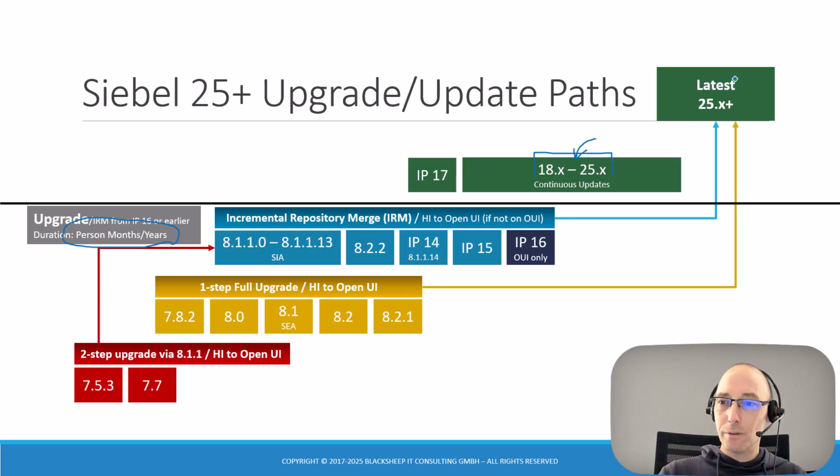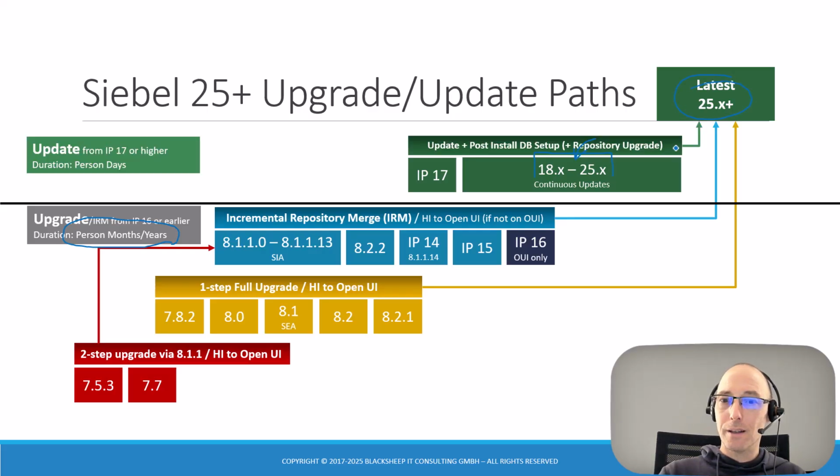And how do you get to the latest version? This is an update. So the update is a three-step process, which takes just a few person days, or at best just 1 person day, depending on your architecture. And that is including the binary update, the mandatory post-install database setup, and the optional repository upgrade. So we'll talk about that in a moment.